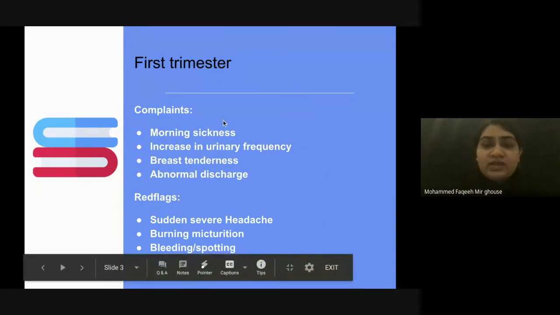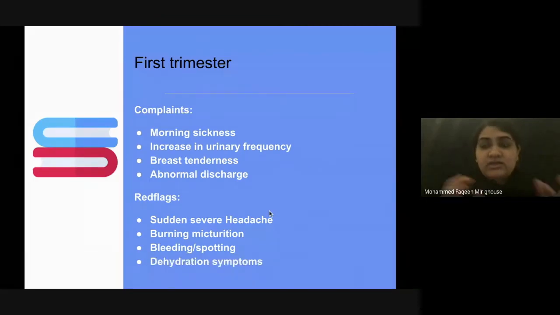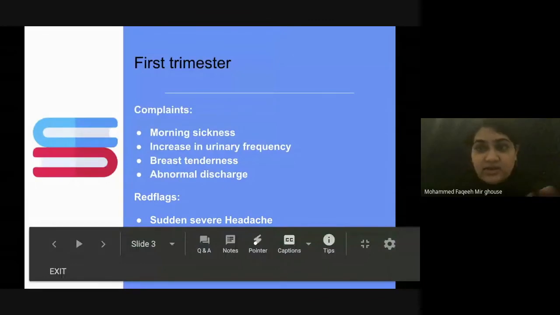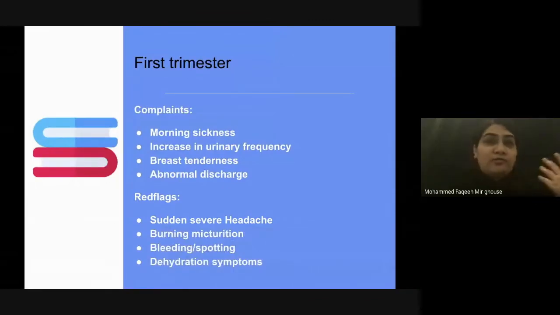Now, morning sickness. For morning sickness, the red flag you should ask about is dehydration symptoms. So what are dehydration symptoms in a lady who is pregnant? Dry skin, dry mouth, increasingly thirsty. Do you feel dizzy? What about your urine volume? Has it changed? What happens is there'll be a decreased urinary frequency when a patient is dehydrated. So these are the symptoms, or red flags, in the first trimester.